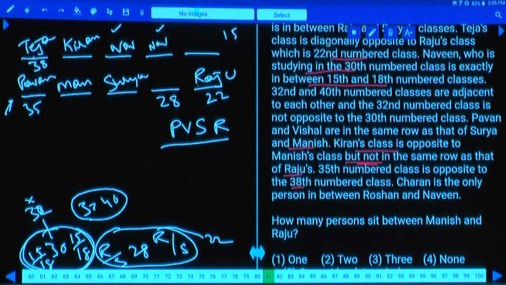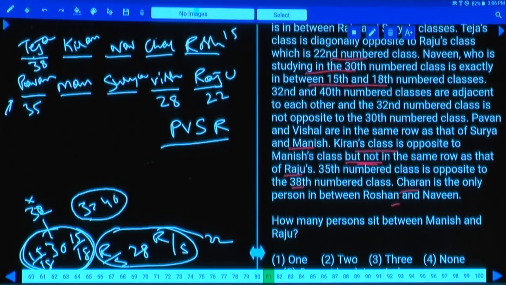Charan is the only person between Roshan and Naveen. Naveen cannot be at this place, isn't it? If Naveen is here, then Charan cannot be at this place. Hence, what should be the position of Naveen? Naveen must be here. If Naveen is at this place, then Charan must be here. If Charan is here, then Roshan must be here. If Roshan is here, then who is left over? Vishal is the person left over.